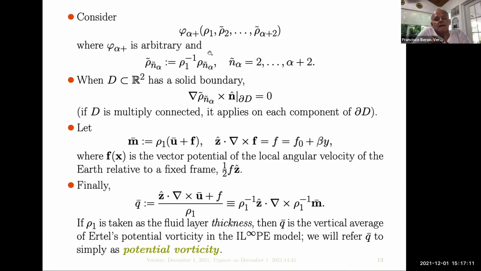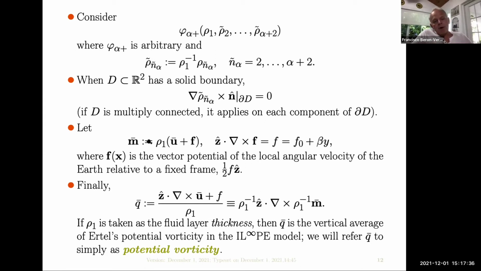So these rho tildes are going to be the rhos divided by rho 1. And we have imposed some condition on the rho tildes along the boundaries. So the boundaries are going to be iso-rho-tilde. The rho tilde is going to be constant along the boundary, if there is a boundary.